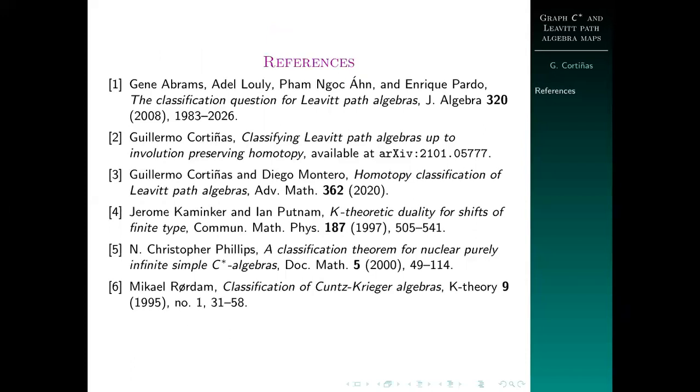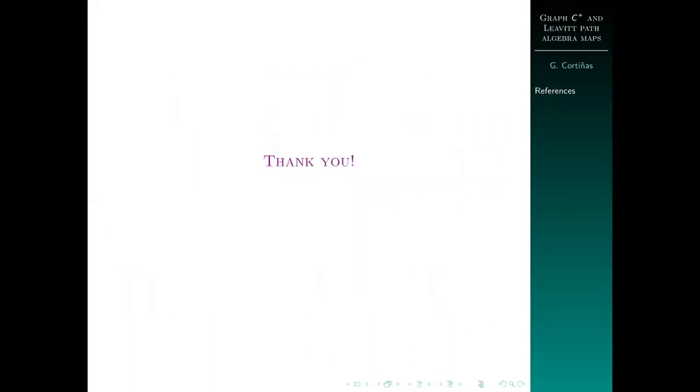Then the paper with Diego Montero that appeared in 2020, the paper where Kaminker and Putnam do Poincaré duality in the C star algebra setting, and the algebraic Poincaré duality is done in the paper labeled 2. The paper by Chris Phillips on the Kirchberg-Phillips theorem, and Rordam's paper that I cited for the Kuntz-Rordam results. And that is all. Thank you very much.